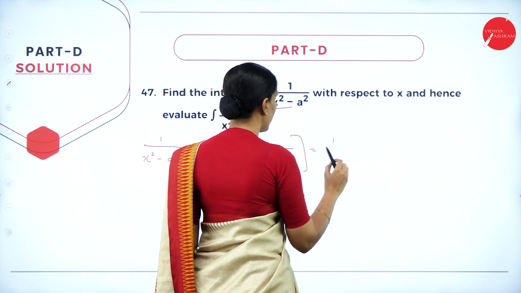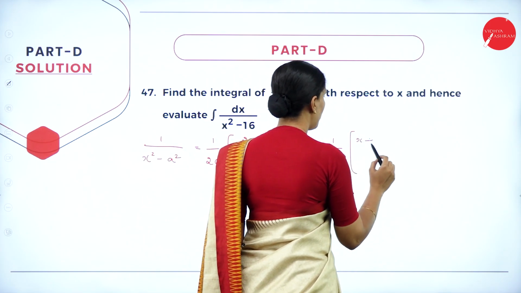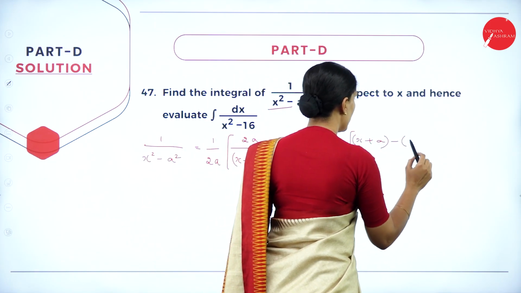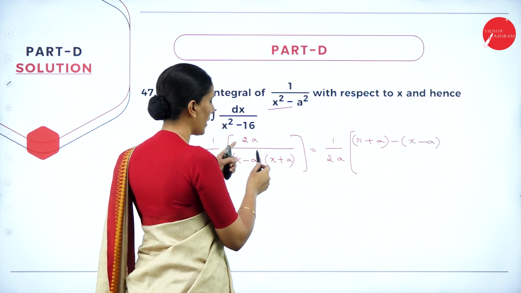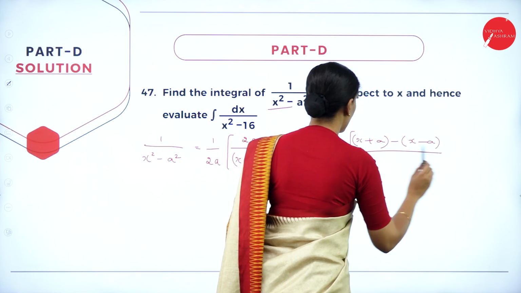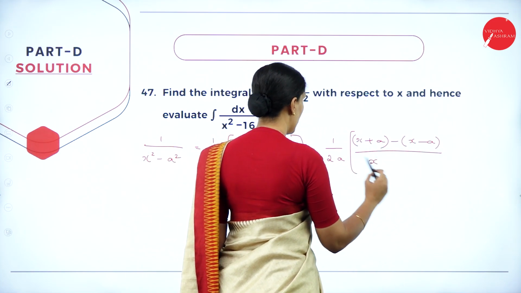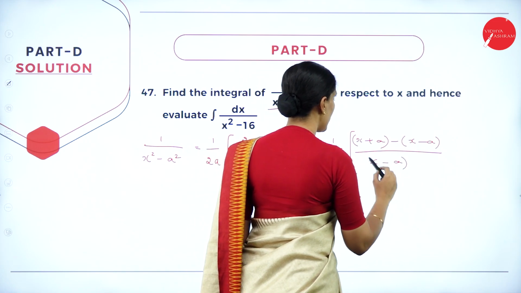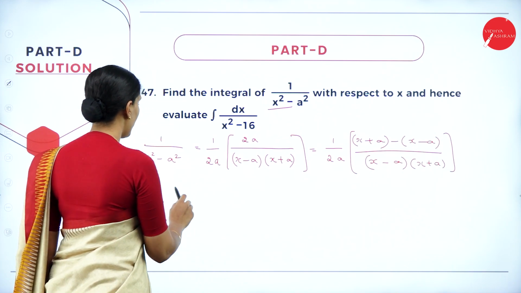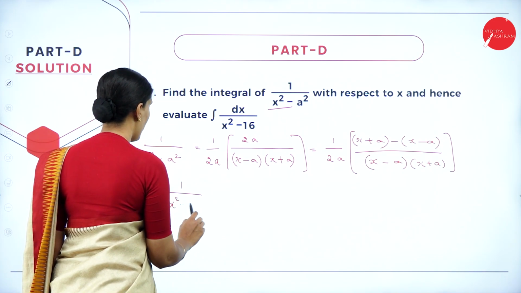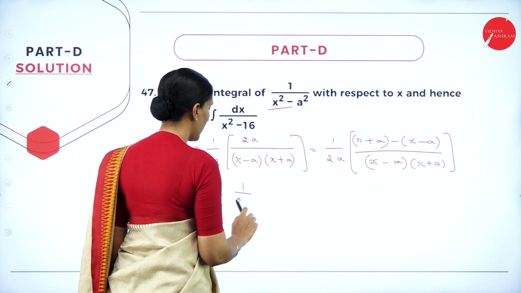Next, I'll write this in the form of x plus a minus x minus a, which means I'm adding plus x and subtracting minus x and separating the terms in such a way that it is in the form of x plus a minus x minus a. So the denominator is x minus a, x plus a. Next, we have 1 divided by x square minus a square on the left hand side. So here it is 1 divided by 2a.